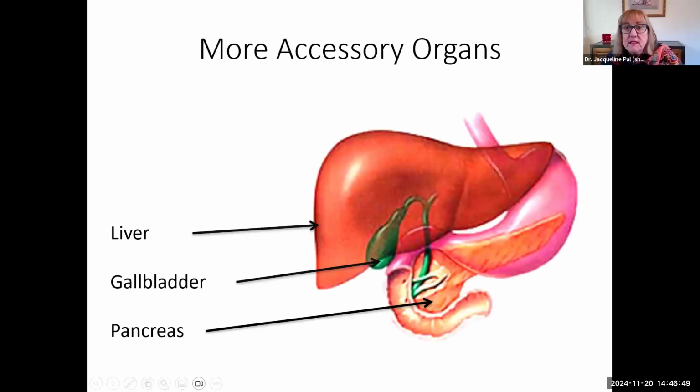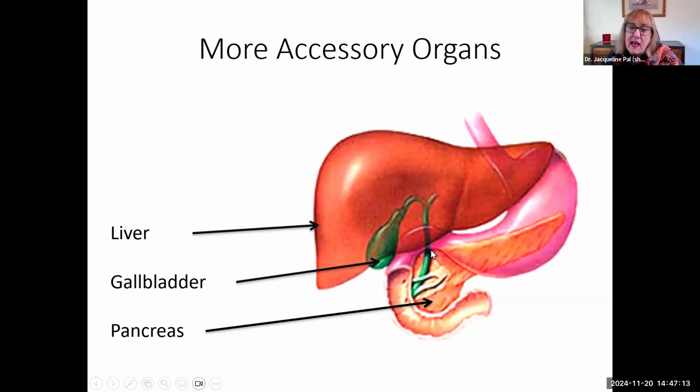Welcome back. We're now going to learn about the abdominal accessory organs. Specifically, we're going to learn about the liver, and tucked underneath the right side of the liver, we have the gallbladder. It's attached to the liver through some bile ducts that drain from the liver. And then there is a common bile duct that will then go through the head of the pancreas.